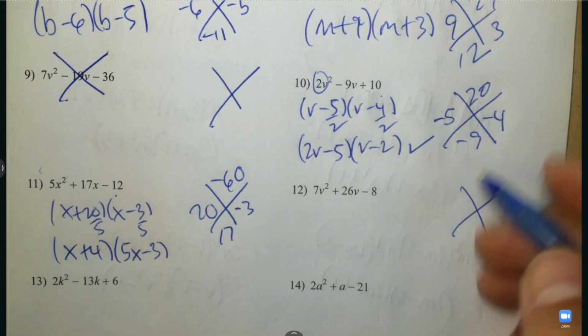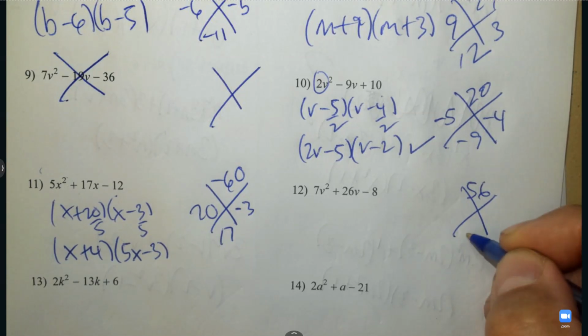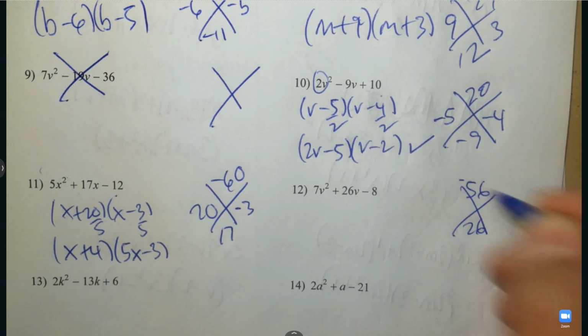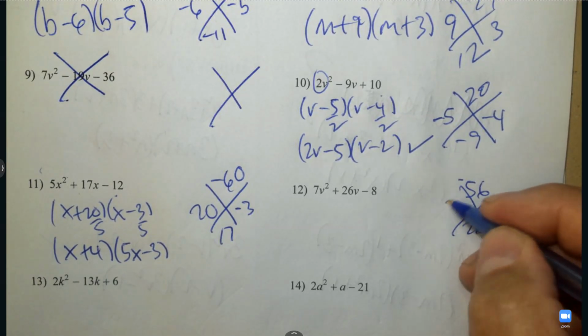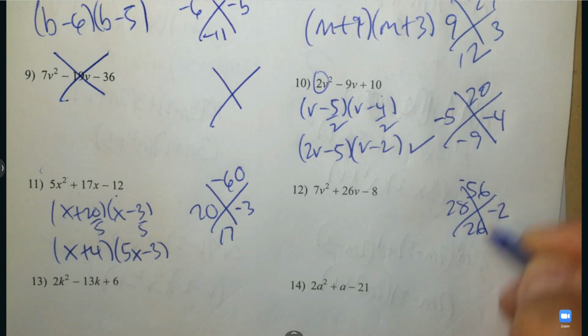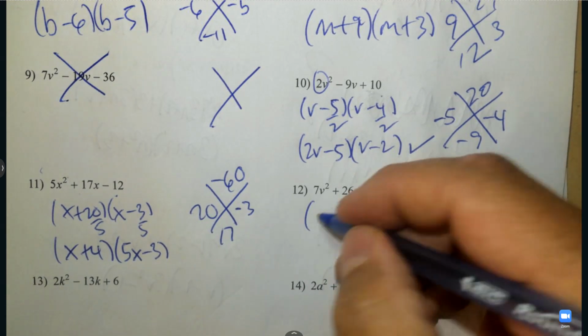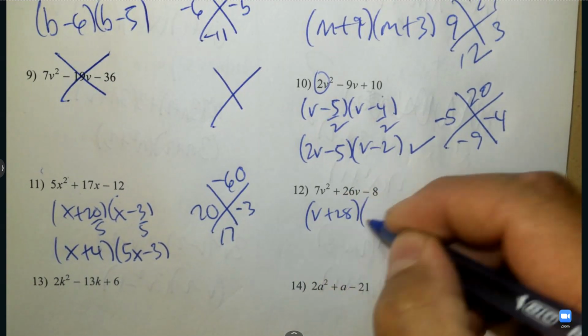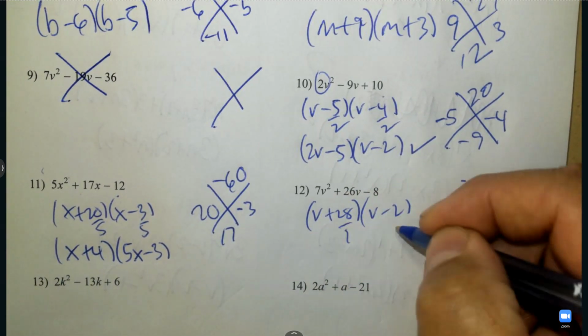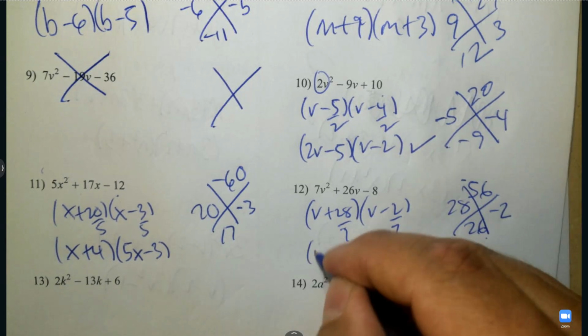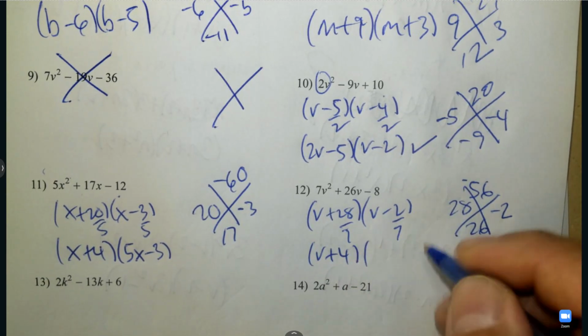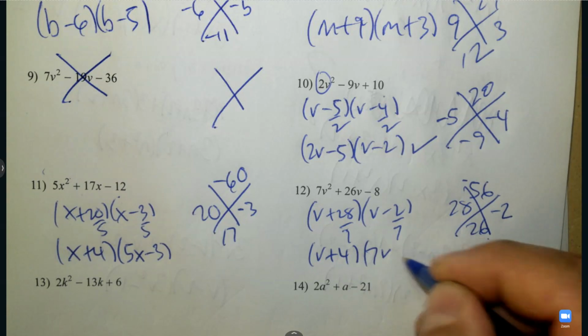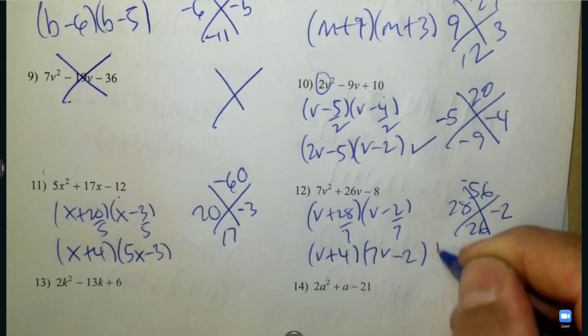Again, not too large. 7 times 8 is 56, and it's negative 56, so they're going to subtract that. So it's 28 and negative 2 that fit. So I'm going to write that down, 28 and negative 2. Divide by 7. That's 28 divided by 7. That's 2 divided by 7. Slide the 7 in front, and that's it.